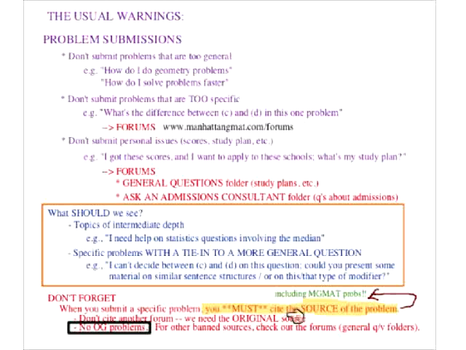Also, you must cite the source of whatever problem that you're citing. Original source. Forums don't create their own problems, so please don't cite a forum as a source. Please cite the original source. Also, no problems from the OG. Not okay. It's a copyright problem.